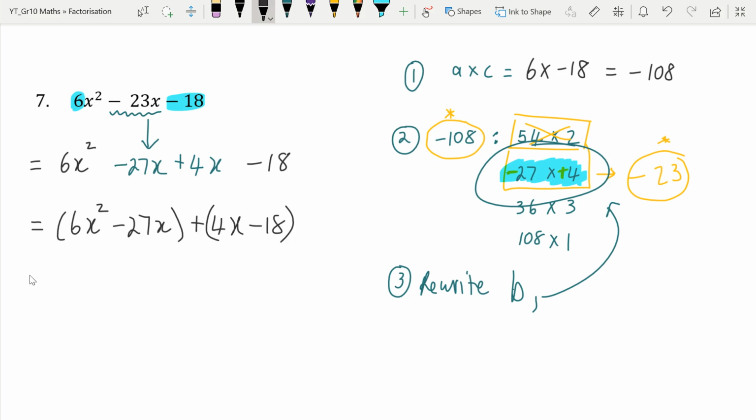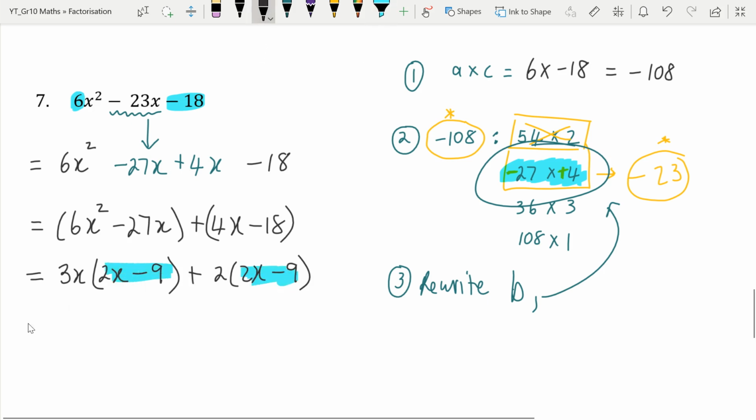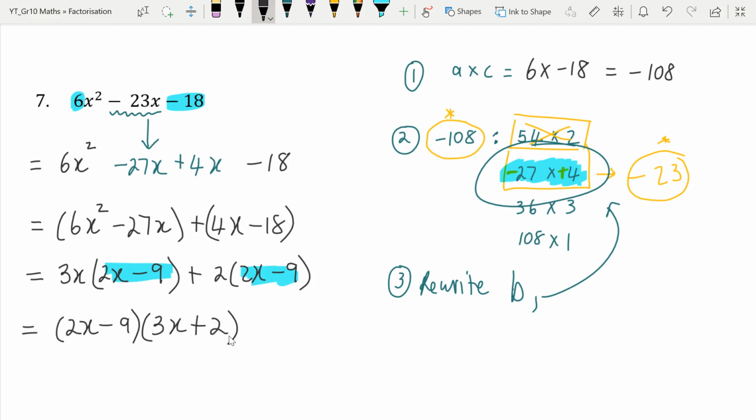And let's take out common factors. What can we take out of here? Is it 3? 3x, which is 2x minus 9. Plus, what can we take out over here? Is it just 2? 2, and that will give us 2x minus 9. And there are our brackets. That's the same. So we take out that common bracket, and left in the first term is 3x. Left in the second term is plus 2. And there it is fully factorized.